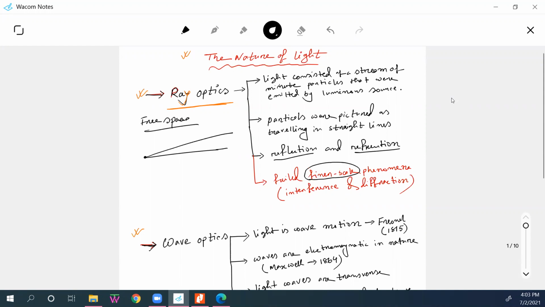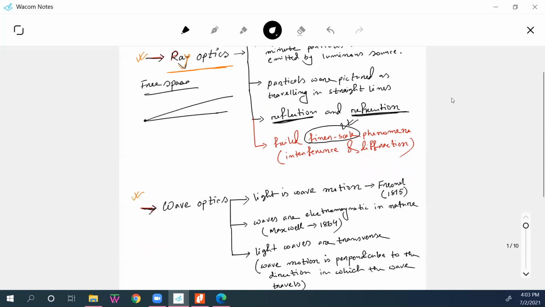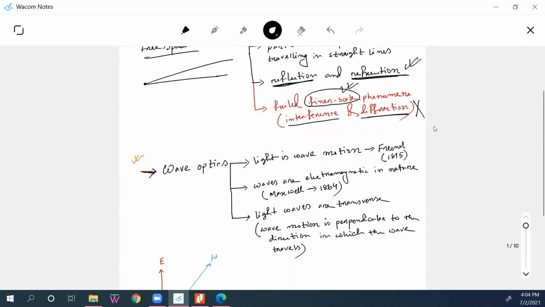Ray optics is good for defining the concepts of reflection and refraction. That's why all the concepts we have seen till the last classes, the reflection and refraction properties of light, fall under ray optics. Because it fails at a finer scale, we need different phenomena. Ray optics cannot explain interference and diffraction, these two phenomena of light. That's why we need another concept of light, which is called wave optics.